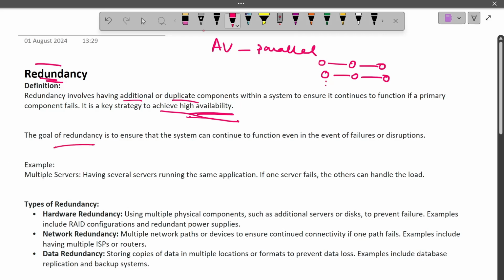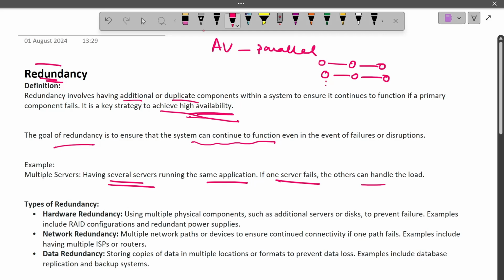The goal of redundancy is to ensure that the system can continue to function even when there is a single point of failure. As I said in the availability video also, whenever availability is taking a hit, there is some single point of failure. So that this doesn't happen, we want to make our system resilient enough, which is why we need redundant components, more than one component, which will take over whenever there is a failure or a disruption. Example: having several servers running the same application. One server fails, another one can take the load.